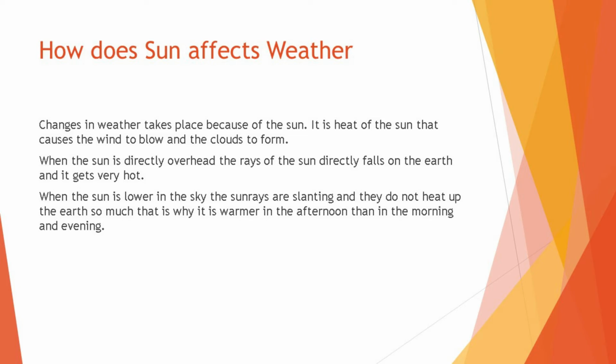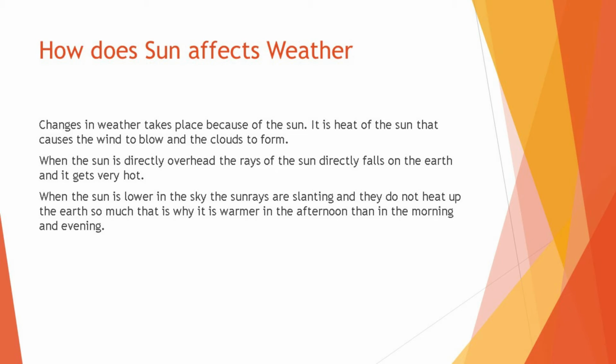When the sun is directly overhead, the rays of the sun directly fall on the earth and it gets very hot. So when it is overhead, at 12 o'clock in the afternoon, the sun is directly overhead. This time it is the maximum power rays falling on the earth, and it is very hot in the afternoon time.